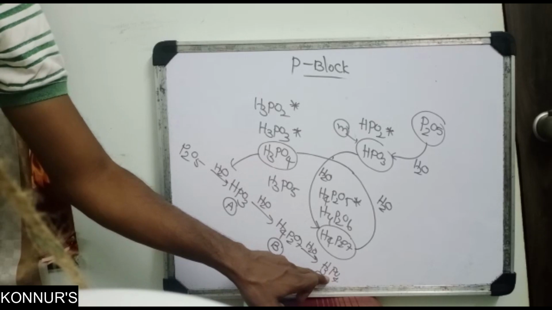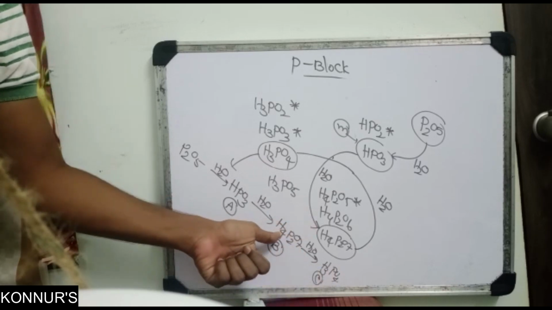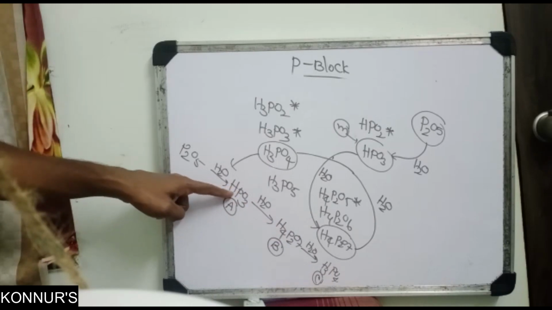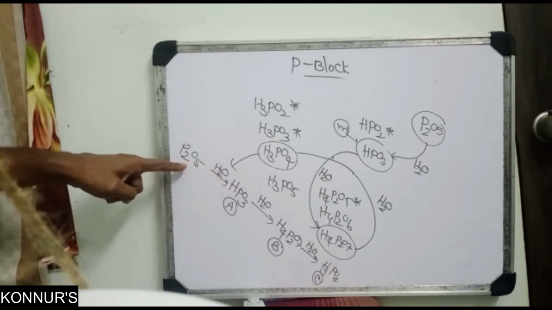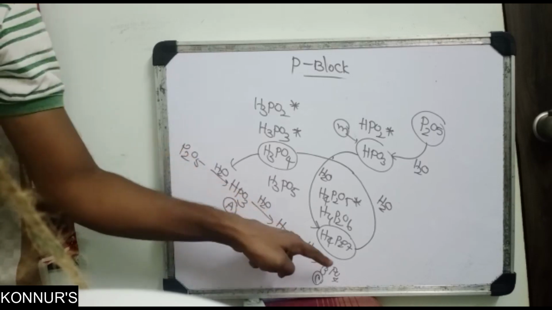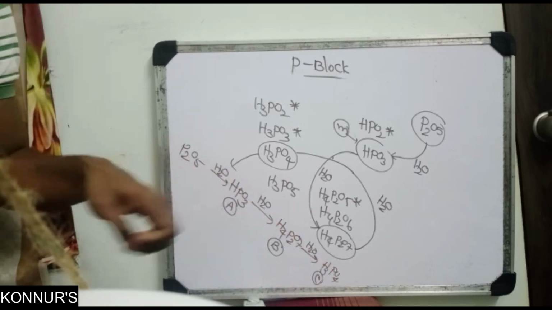H3PO4, phosphoric acid, is heated. What is your answer? Pyrophosphoric acid. If it is heated, you get metaphosphoric acid. If it is heated, your answer is P2O5. So they will ask either from here to here or here to here. Very, very important.